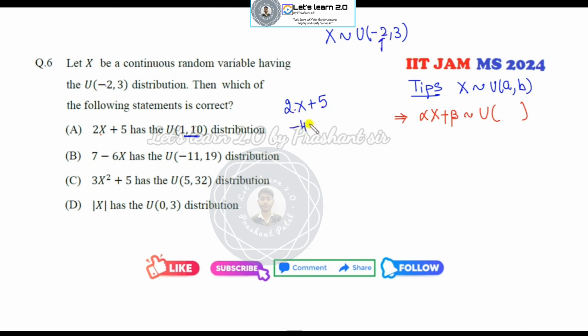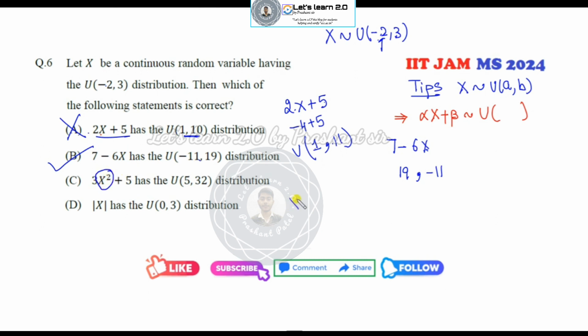When x is equal to -2, it will be -4 plus 5, that is 1. When x is equal to 3, it will be 6 plus 5, 11. So that means this will follow the uniform distribution 1, 11, but this is the wrong answer. Look at this another one, 7 minus 6x. When you substitute -2, it is 19. When I substitute 3, it's 18 minus 11. So -1, 11 is the right answer.